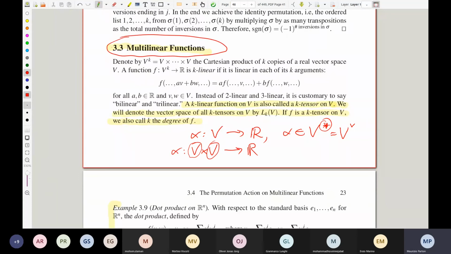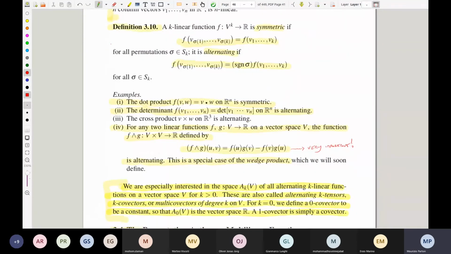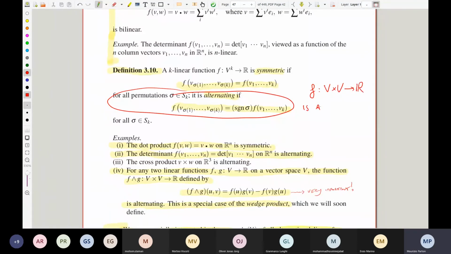Okay, what are we using them for? Well, we are using them for a very important thing. In particular, we are interested in the ones that are alternating. A map F from V times V to R is alternating. Can you guess the definition? Tell me. Somebody tell me the definition. Hurry, the time.